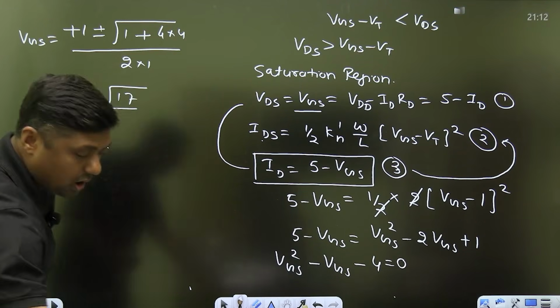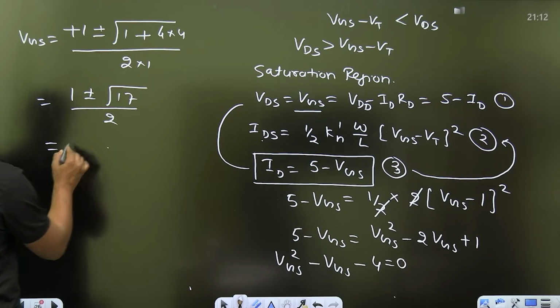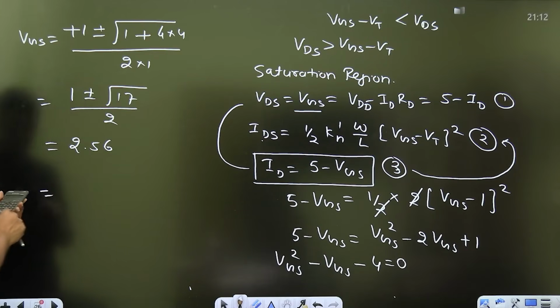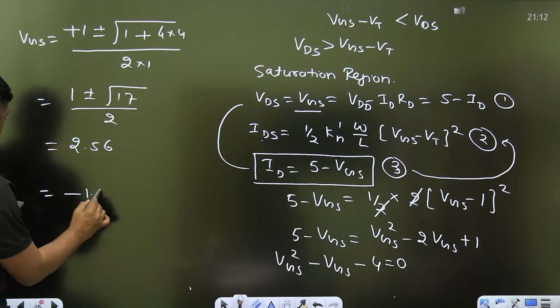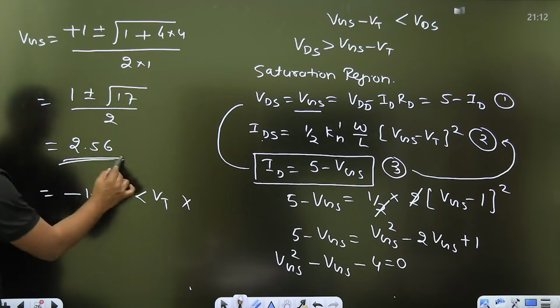So it will become 1 plus minus root over 17 by 2. Now we have the two answers. Root 17 plus 1 divided by 2, 2.56. Or if you take the minus sign, 1 minus root 17 divided by 2, you will get minus 1.56. But it is less than the VT, and that's why this is not the answer; the answer is 2.56.